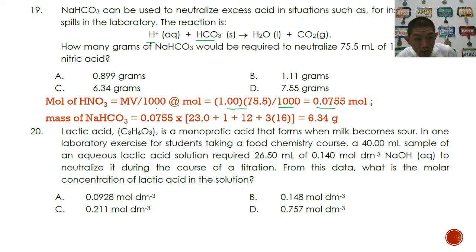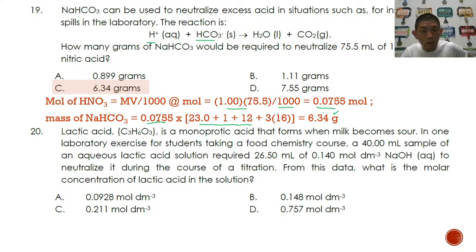So the mass of the sodium hydrogen carbonate required, you get mole 0.0755 multiplied by 23.0 plus 1 plus 12 plus 3 times 16. Press your calculator, at the end you get 6.34 grams. Okay, so the best answer in here is C. Then we go to question number 20.